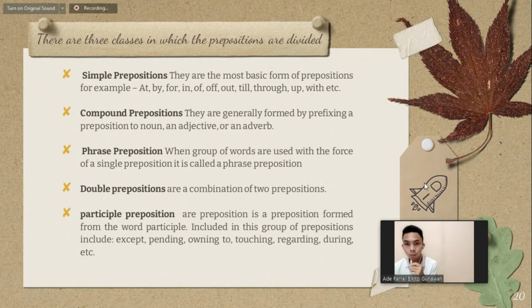The fourth is double preposition, are when two prepositions are combined. And for the last is participle preposition, are preposition in a preposition form from the word participle. Included in this group of preposition includes except, pending, owing to, touching, regarding, during, and etc.